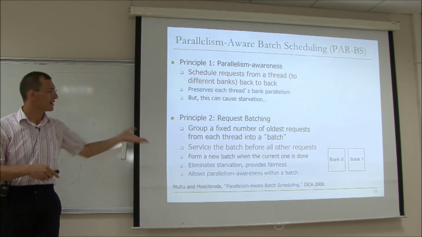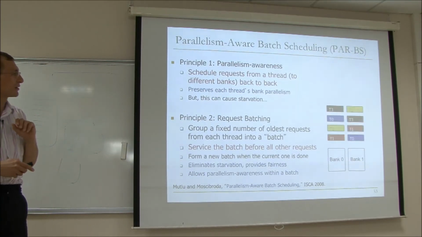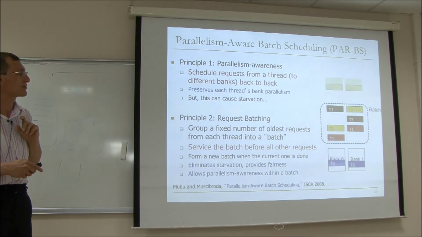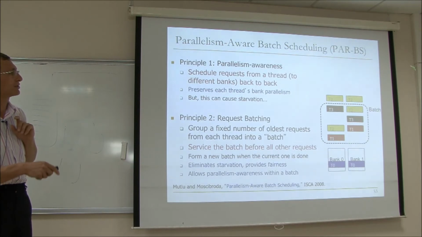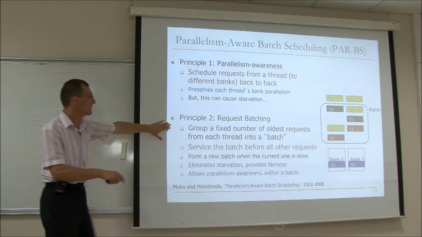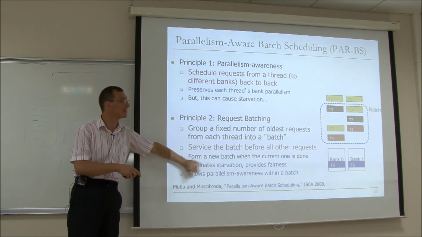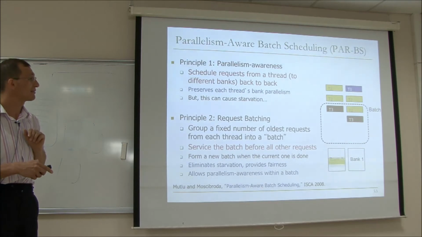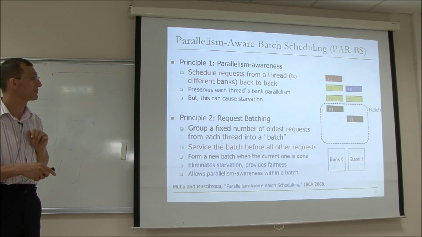I've shown you this cartoon before. Basically, the memory controller forms a batch. Within the batch, it preserves each thread's parallelism, and it doesn't include the requests coming into the batch, because that would disable the starvation guarantee. And the memory controller takes thread 1's requests and serves them in parallel, thread 2's requests and serves them in parallel, and thread 3's requests and serves them in parallel.